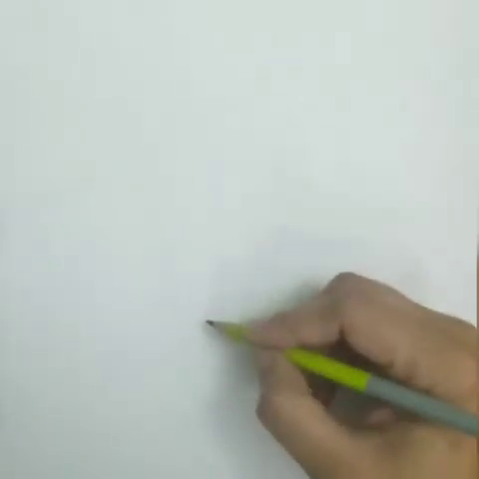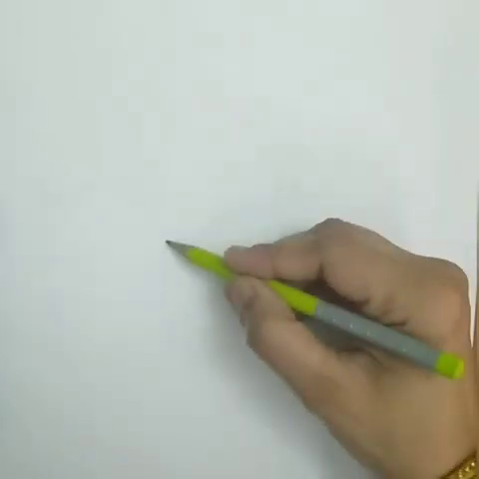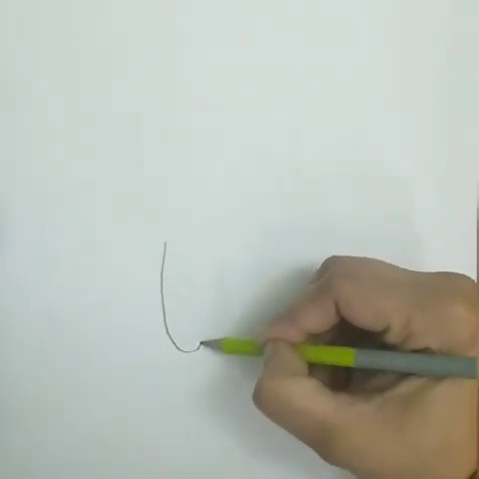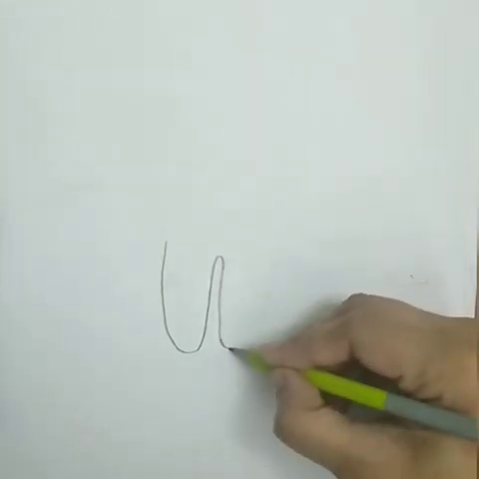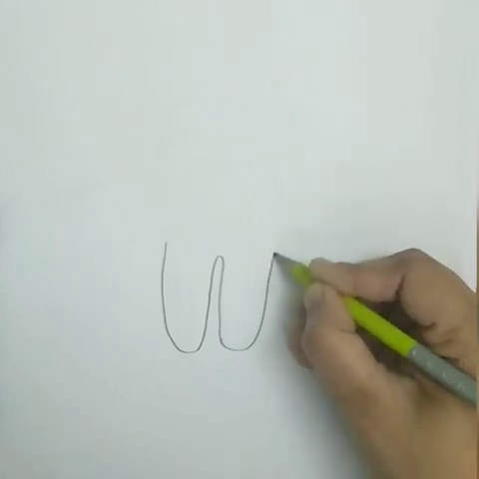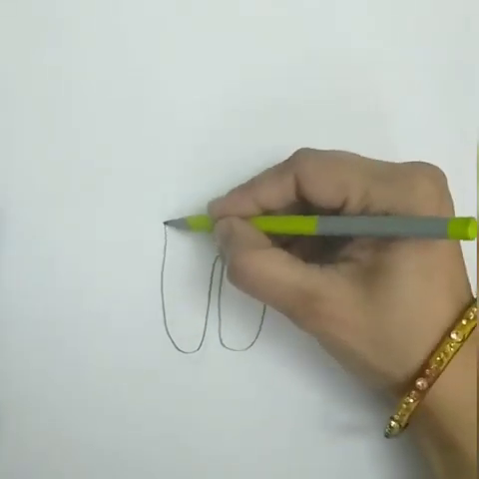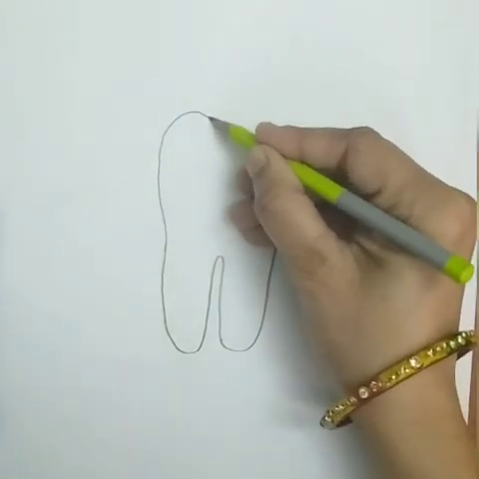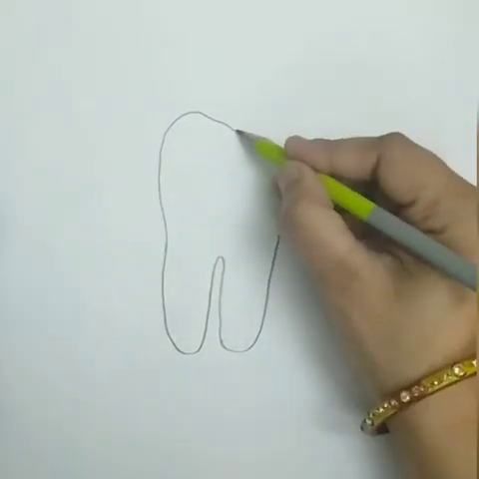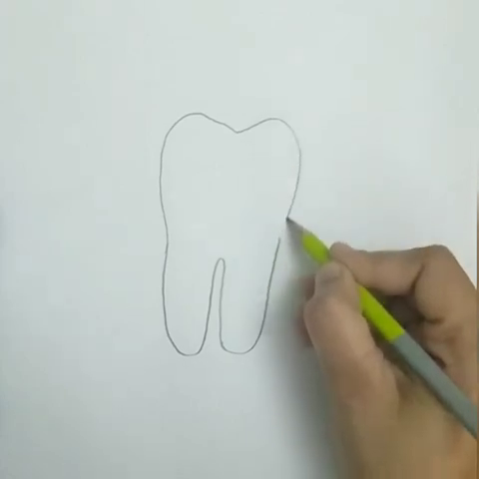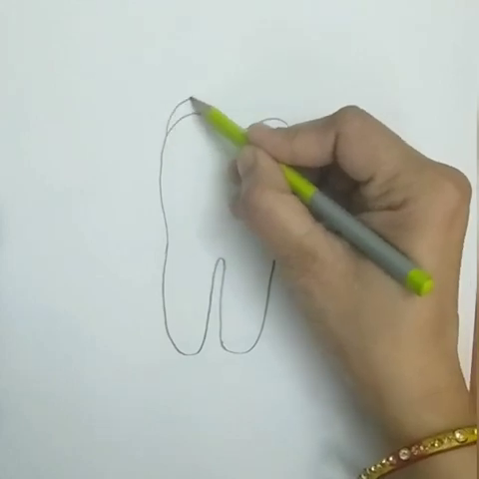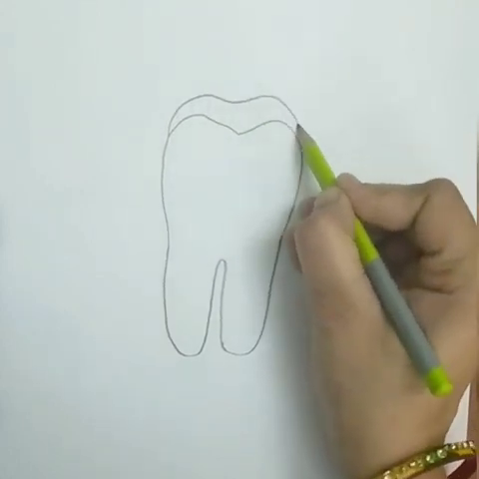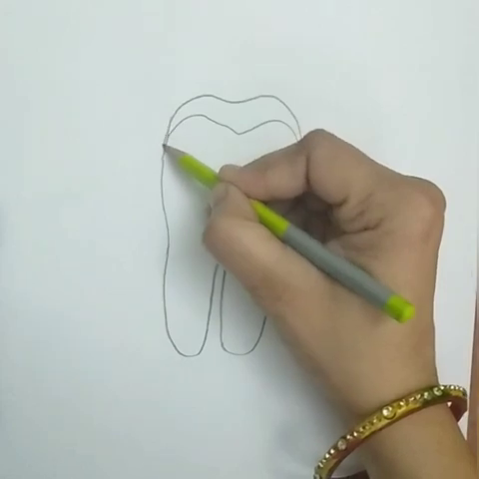For drawing a tooth, first of all we'll draw a W. And then we'll draw a sharp M on the upper side. To show the crown part, we'll draw a soft M.